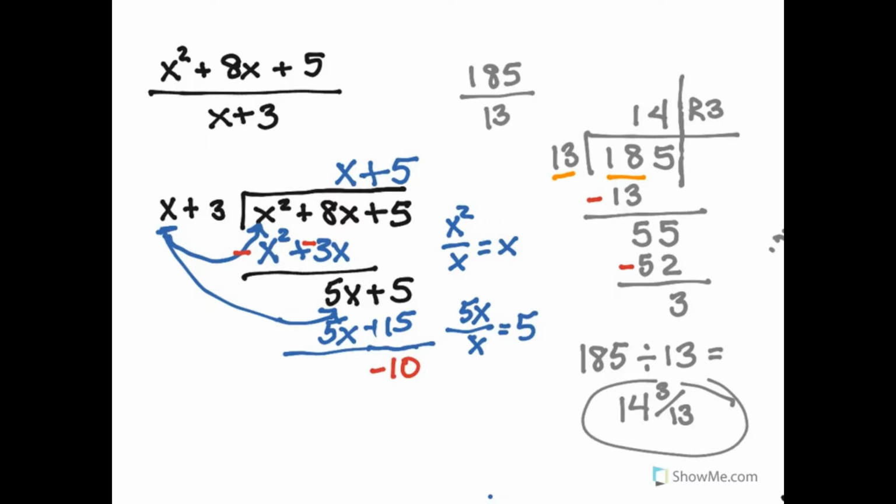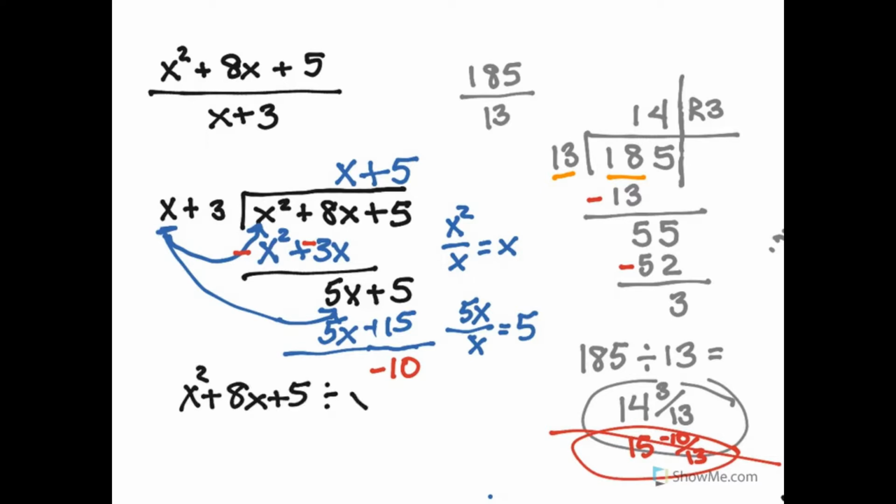Now that's a big difference between polynomials and numbers. I don't get 15 minus 10/13, which is the same as 14 and 3/13, but I would never write it that way. But in polynomials, we can write that x squared plus 8x plus 5 divided by x plus 3 is equal to x plus 5 minus 10 over x plus 3.